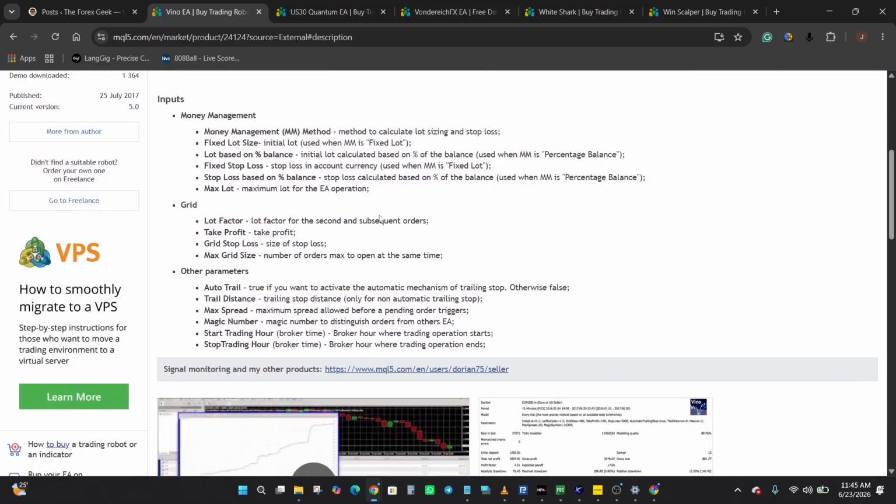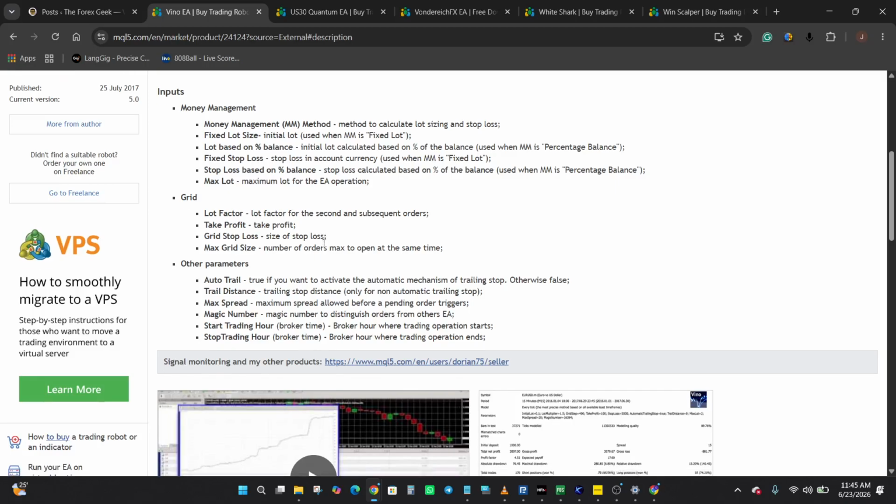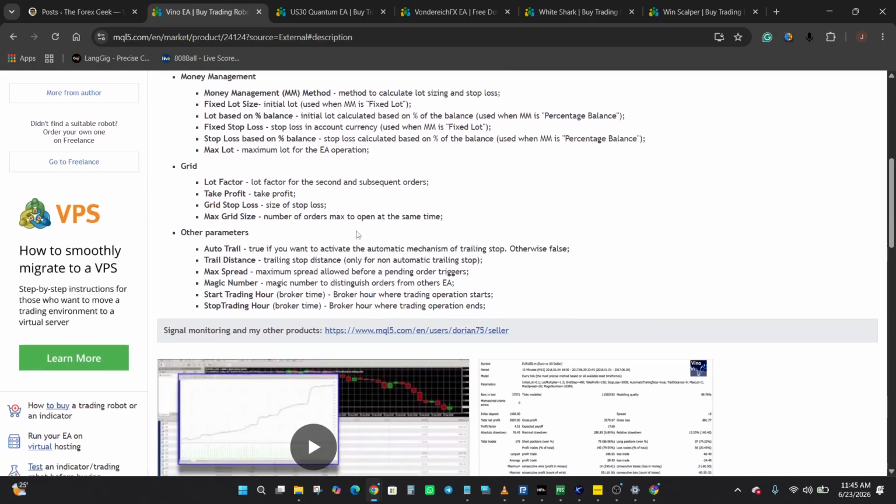In addition, there is a maximum lot parameter that can be used to place limits on position sizing. In the grid section, we can see controls for lot factor, take profit, grid stop loss, and maximum grid size. These settings allow traders to adjust how additional grid orders are handled and also define the maximum number of positions that can be opened simultaneously. Now, since grid systems can behave very differently depending on configuration, these parameters play an important role in balancing aggressiveness and risk exposure.